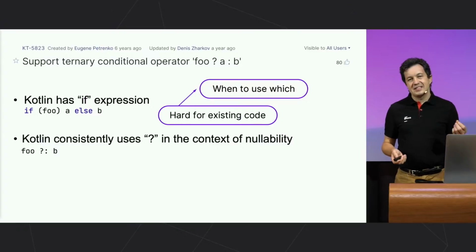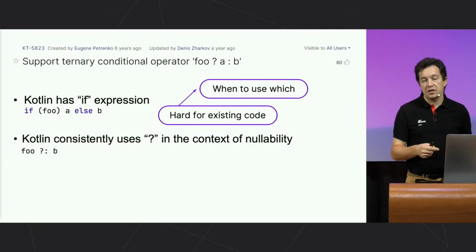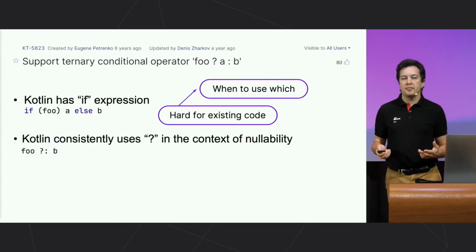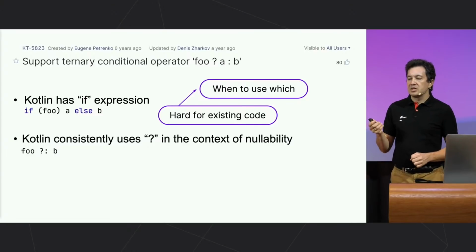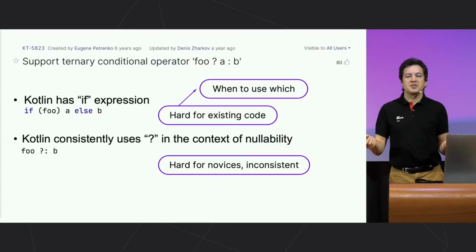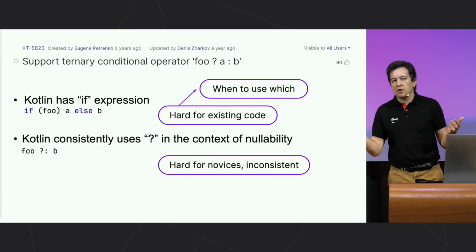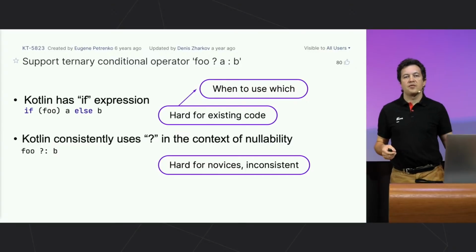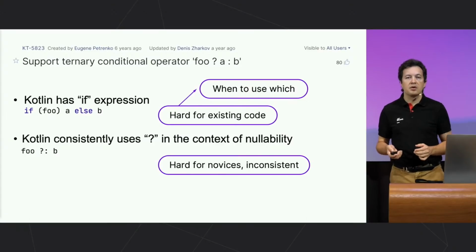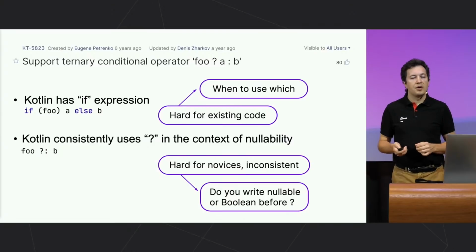The other problem is that Kotlin consistently uses question mark in the context of nullability. So whenever you see question mark in Kotlin code, it's related to nullity somehow. For example, foo question mark :B checks foo for null. So by reusing it for Boolean expressions, it will make it harder for novices to figure out what's going on because it becomes inconsistent. They will have to learn in what context question mark does what. I mean, arguably for developers who come from Java or C++ background, that's not a problem. They already know the ternary operator. But for novices, that's going to be an additional barrier in learning the language.